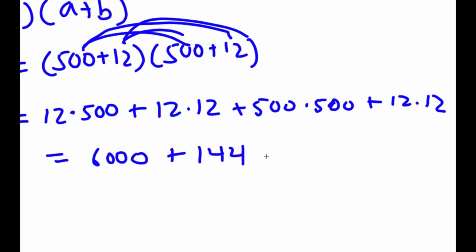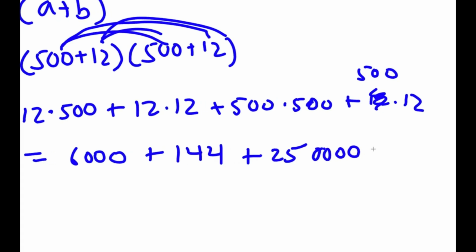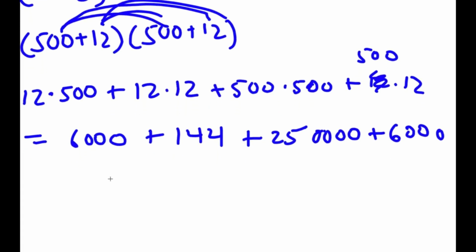Now, I made a mistake, sorry. This is not 12 times 12, this is 500 times 12. So now plus 500 times 500, which is going to be 25 with 4 zeros. Plus finally 500 times 12, which is again 6,000.